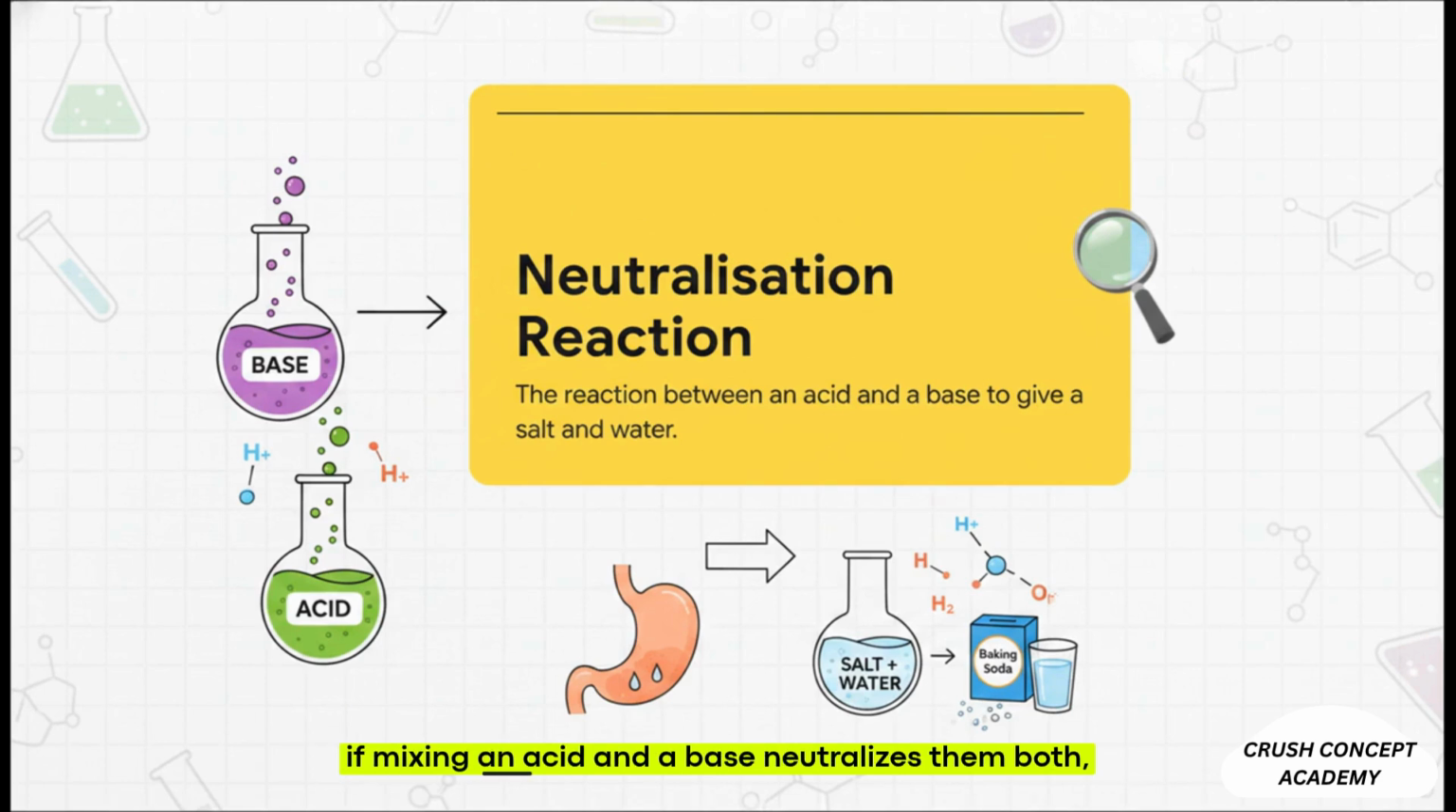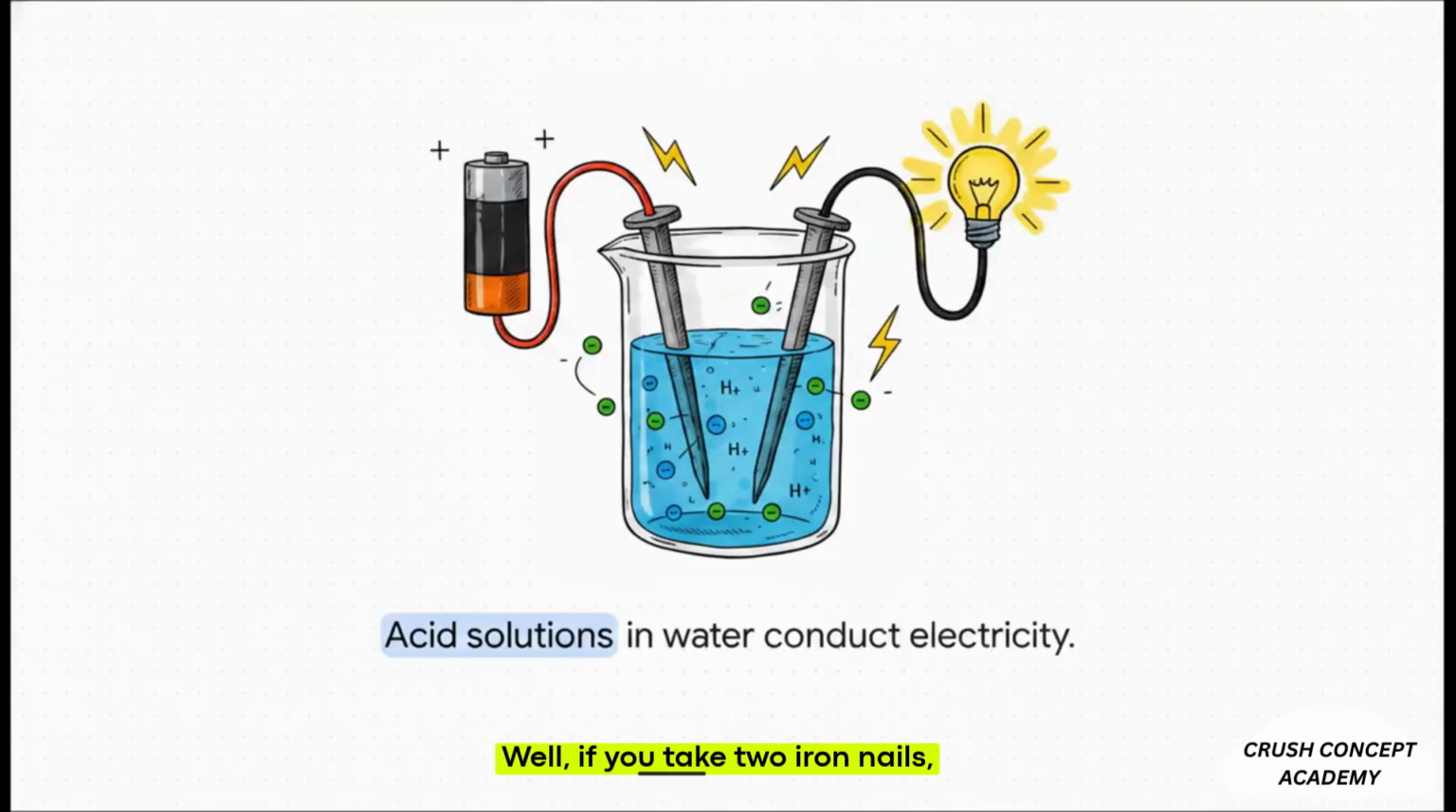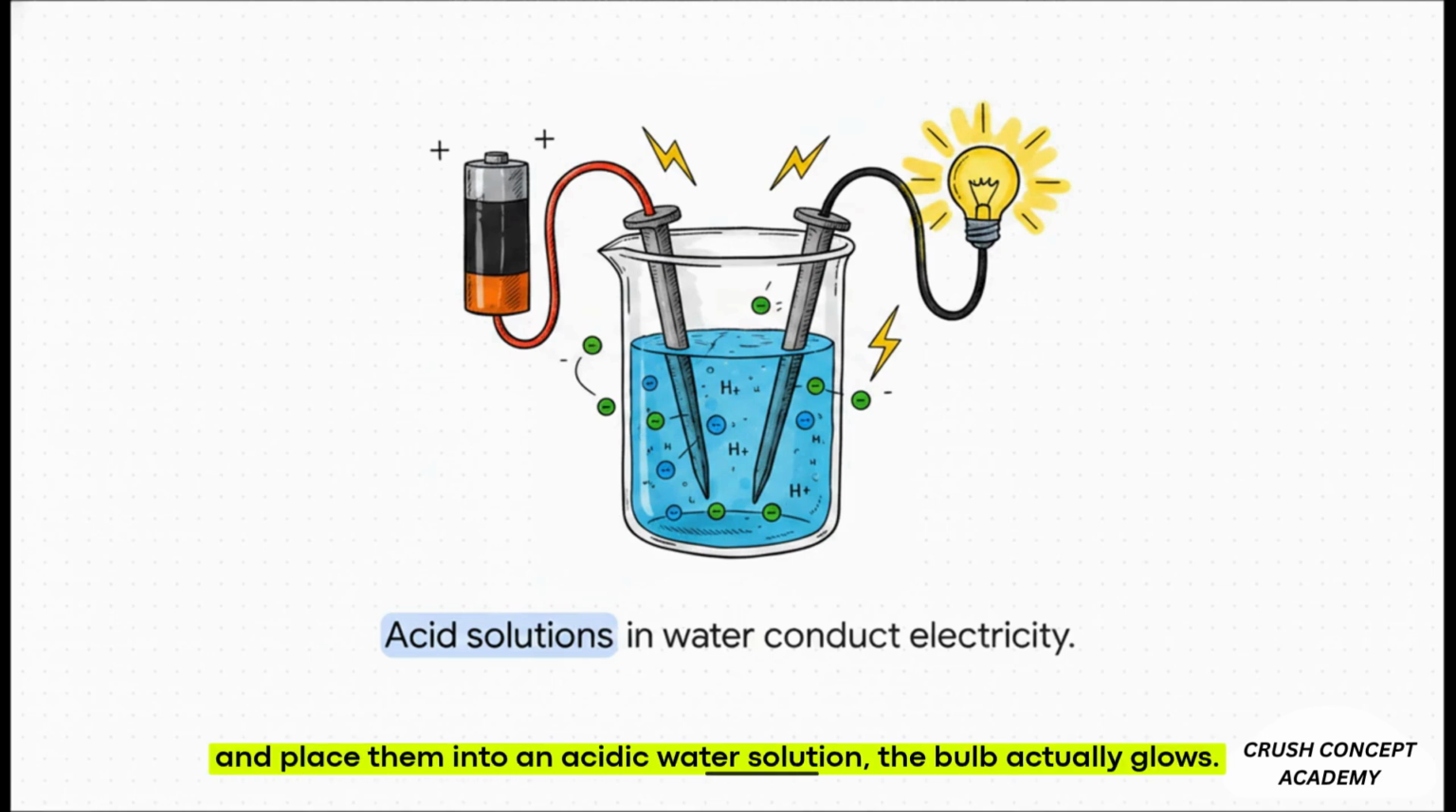So, if mixing an acid and a base neutralizes them both, what do you think happens if we dissolve just an acid all by itself in pure water? Well, if you take two iron nails, connect them to a battery and a light bulb, and place them into an acidic water solution, the bulb actually glows. This proves without a doubt that there is a flow of electric current.